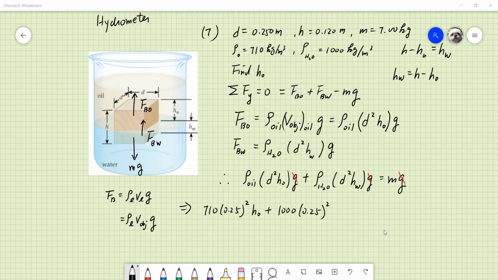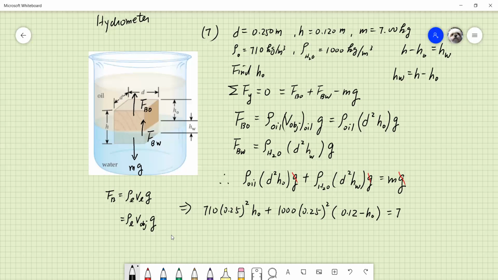We are looking for the, but it's okay. They are actually the question. I find the height in the water. It's okay. We found the HO. We know the HW. No problems. Now, therefore, I'm going to write my HW as H, which is 0.12 minus HO. That will be equal to the mass of the block, which is 7. Now then I'm going to solve it, right?